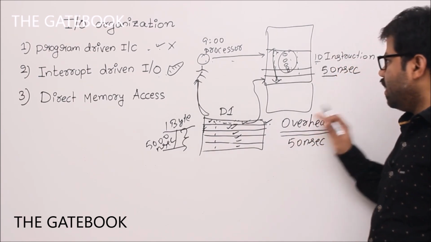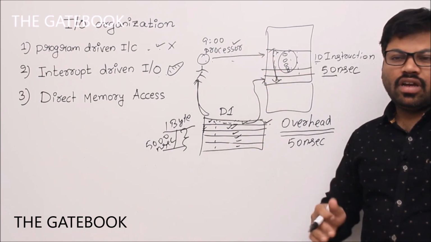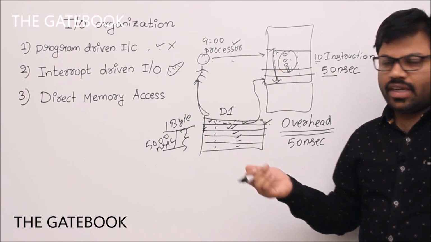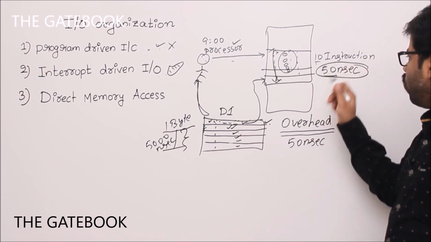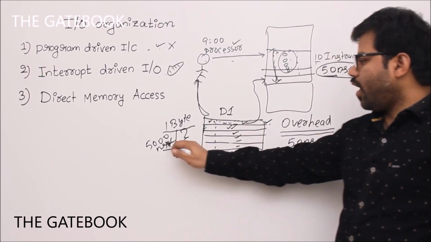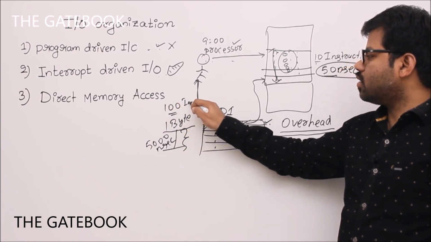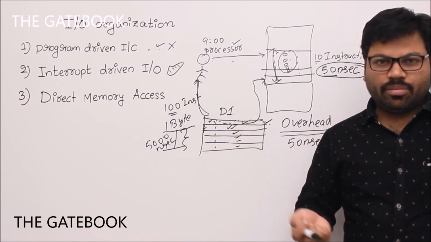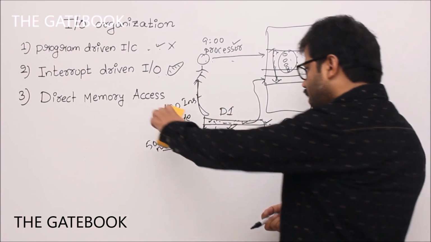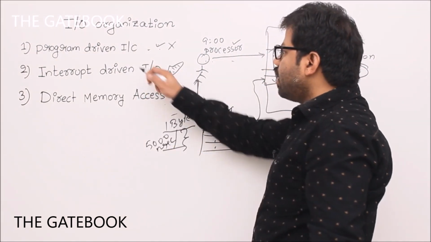So that's why, assume that your processor is used for executing multiple programs at a time. Then you see 50 nanoseconds is one instruction time, right? Then in 5000 nanoseconds your processor can execute 100 instructions, right? So that your computer's throughput will be improved. So that's why my suggestion is that this interrupt driven IO is definitely better than program driven IO.